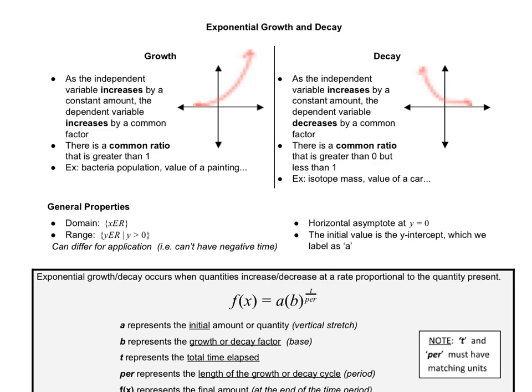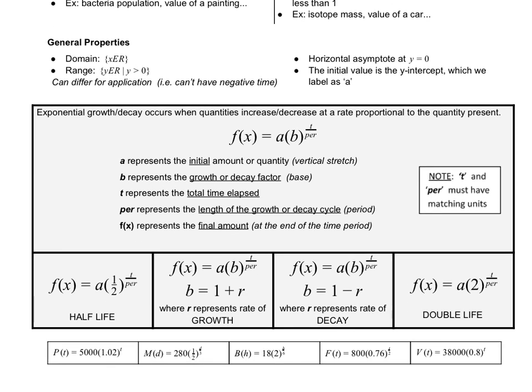So we have a generic formula for word problems that are represented by exponential growth or decay, and that is f(x) = a times b to the power of t over per. So the a value represents the initial amount or quantity, so the initial population or mass or value. b represents your growth or decay factor. t represents the total time elapsed, and the per represents the length of the growth or decay cycle.